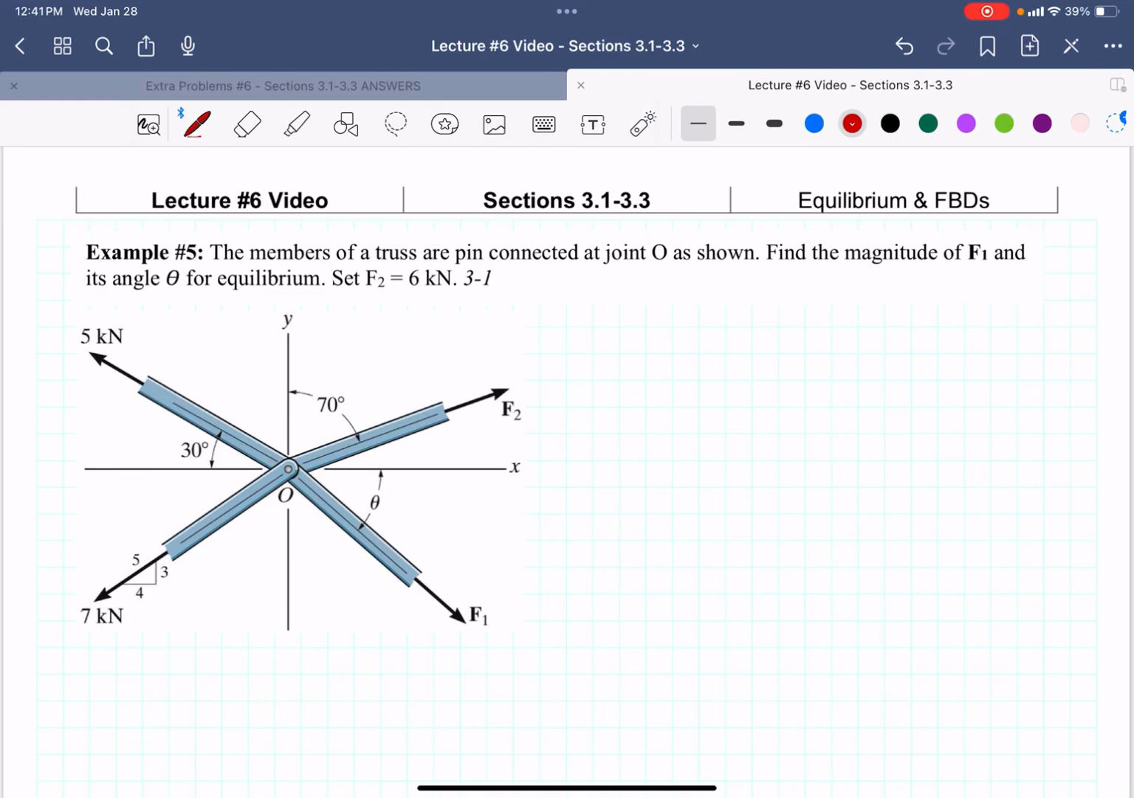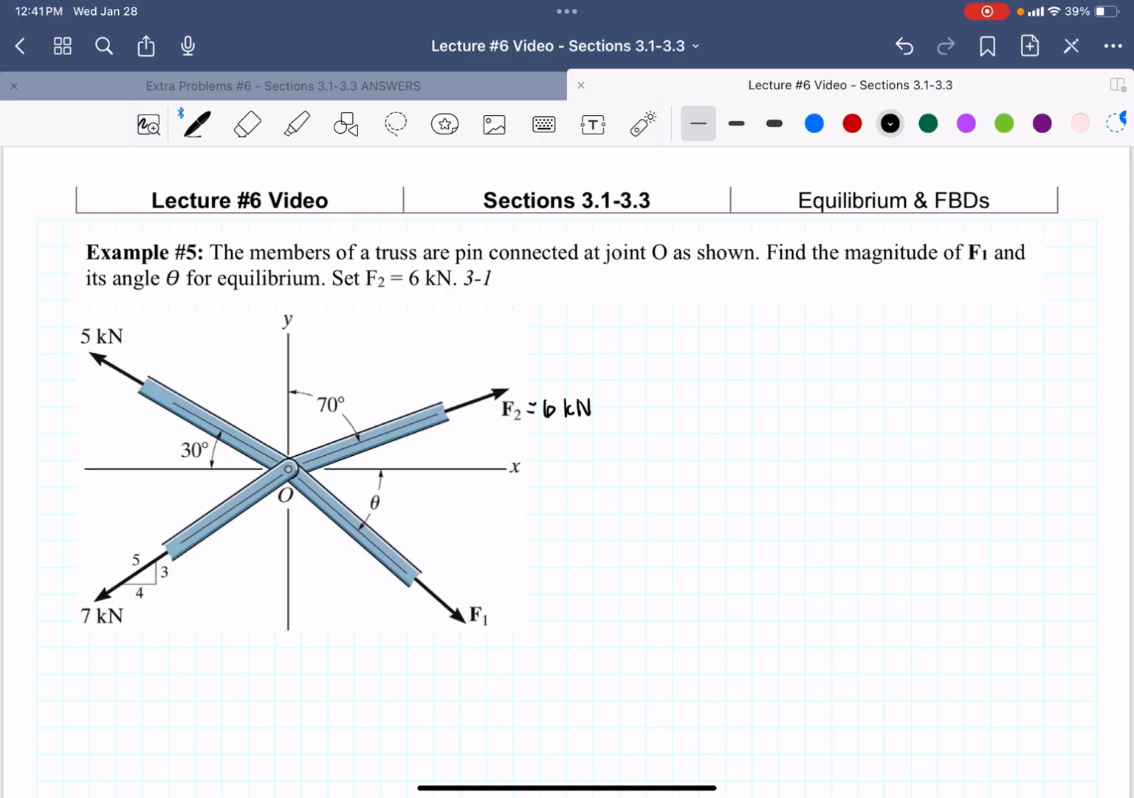This video is for the last example of lecture number 6, example number 5, where we have members of a truss which are connected at joint O. We have all of the magnitudes except for F1 because they give us F2 and they say it equals 6 kilonewtons. I'm just going to write that next to it so I know. So we need to solve for F1 and theta for it to be in equilibrium.